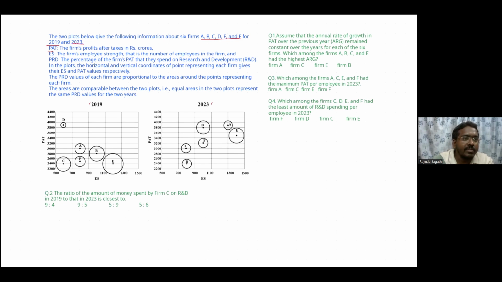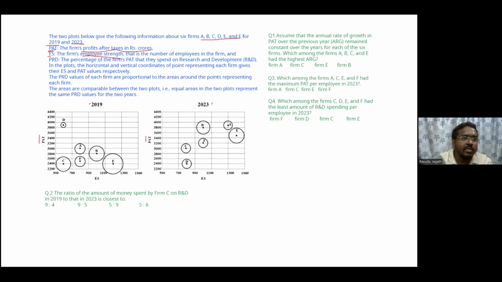What is meant by PAT? The film's profits after taxes in rupees crores. Profit after taxes. PAT is representing the Y coordinate in both. So the Y coordinate in both the bubble charts is PAT, representing profit after taxes in crores. Crores we have to remember, just profit after taxes. Next, ES represents the film's employee strength. That means numbers. This is the number of people, the working strength. That is the number of employees in the film.